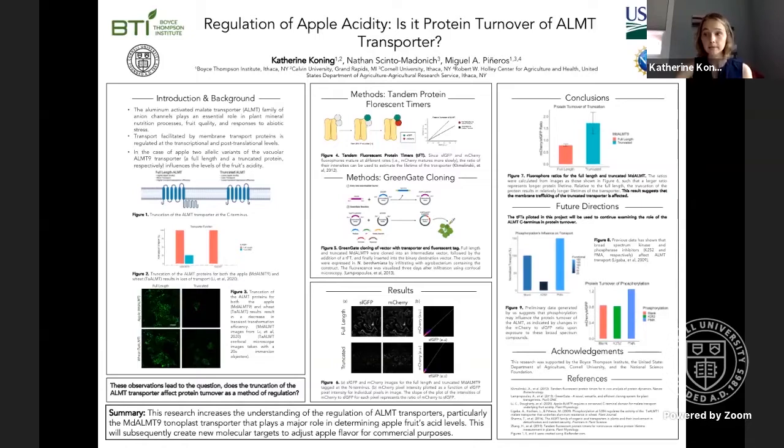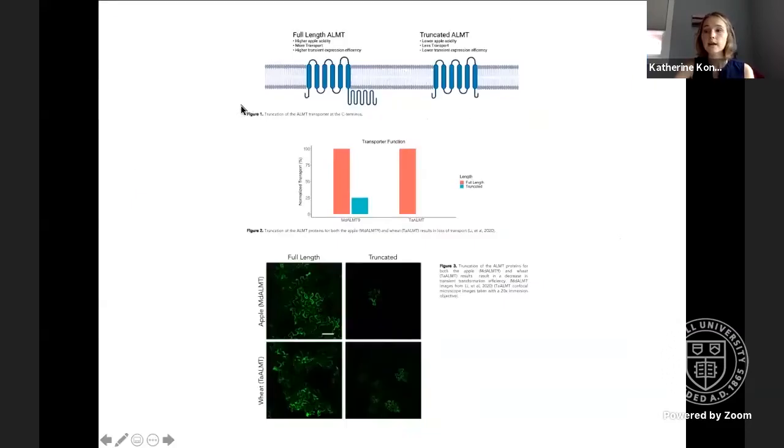Collaborating with this lab, we have determined that the alleles differ in that one encodes a protein that is lacking part of the C terminal, which we can see in this image above. Genetic studies have found that this shortened ALMT transporter causes apples to taste sweeter than the more acidic counterpart.